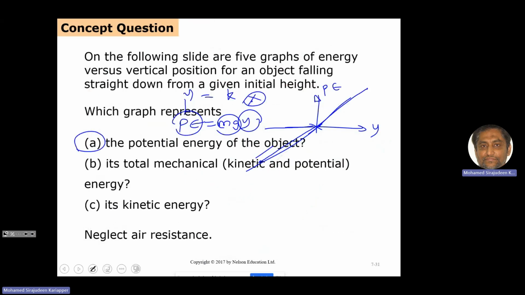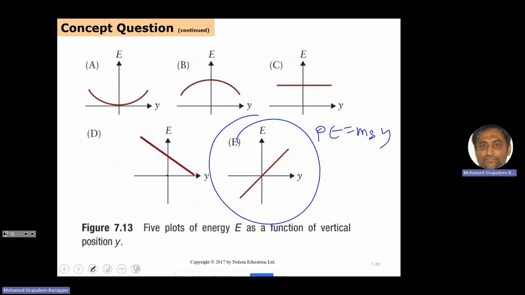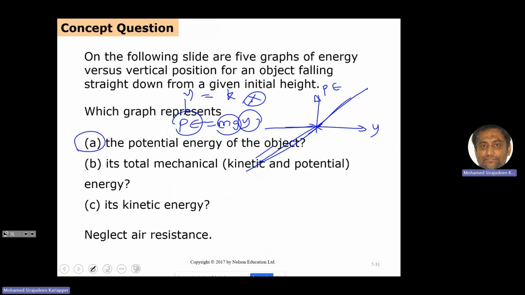What is the total energy graph? It's an isolated system, right? A box is falling, and we treat the total energy as constant. So what should be the figure? C. So this is the total energy graph. Total, so constant. Whatever the total energy is, some value.